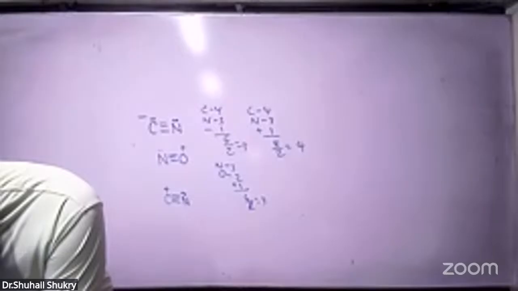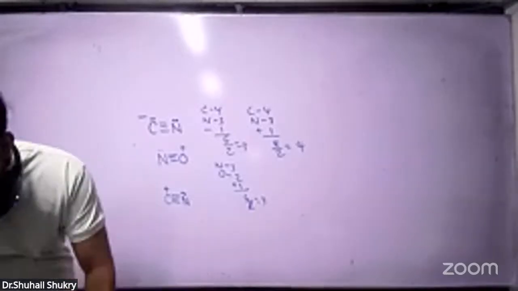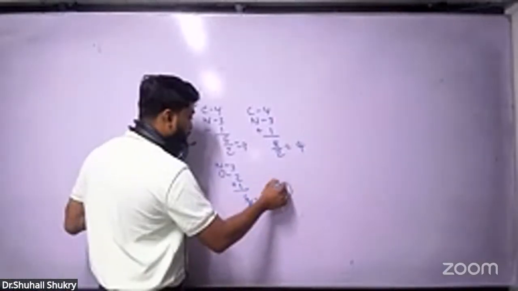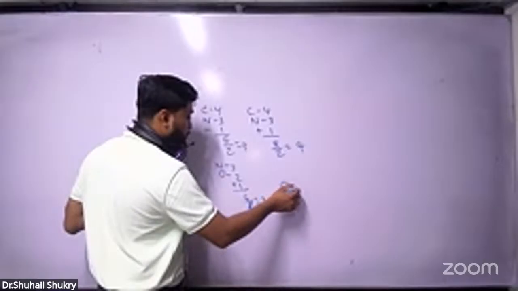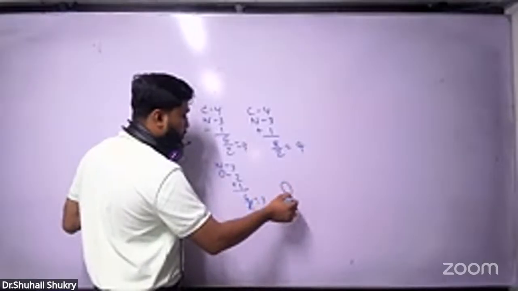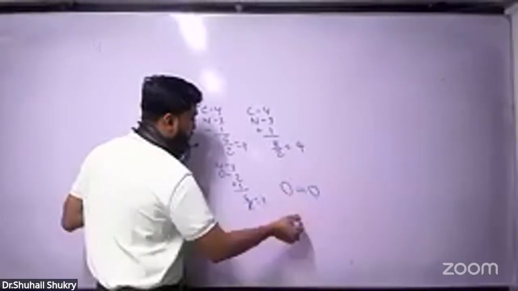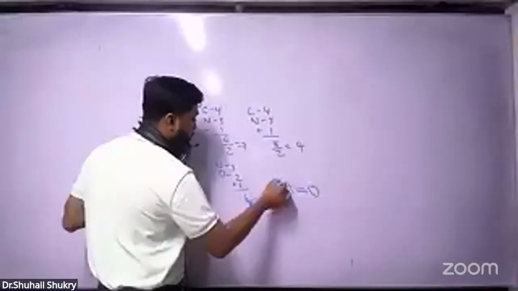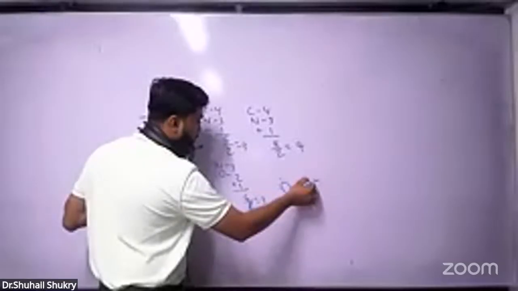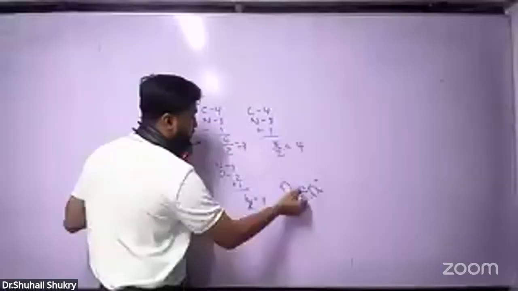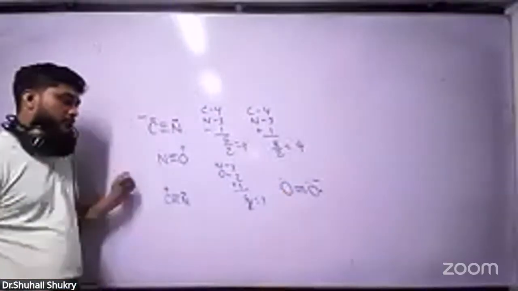Other one, what? O2 minus. O2 minus, no? O2 minus means O2 means 4, minus 1 means 3. Then 2 bonds. For O2 minus, I think I have to send one electron like this. Likewise, only I have to draw the O2 minus.